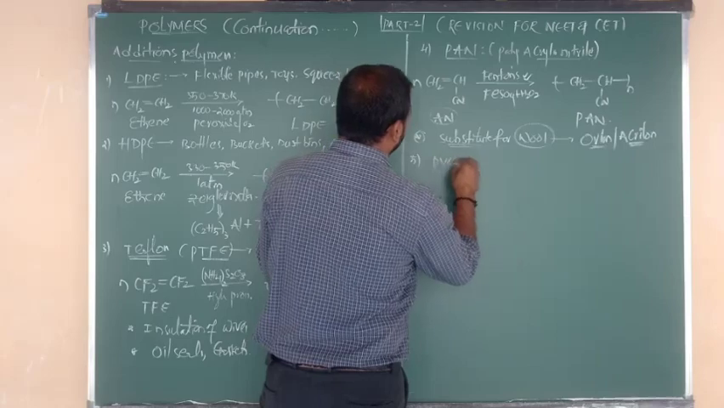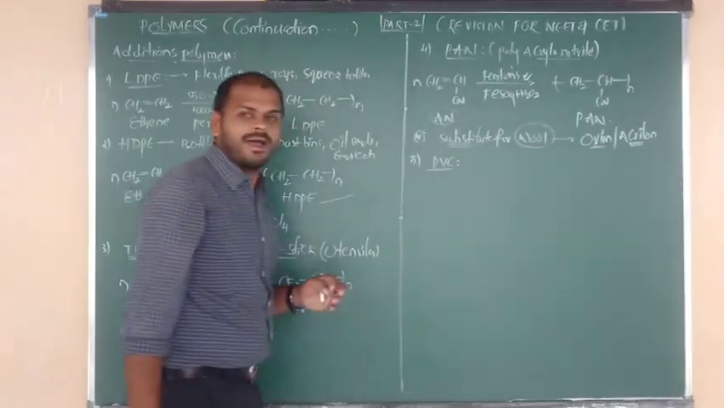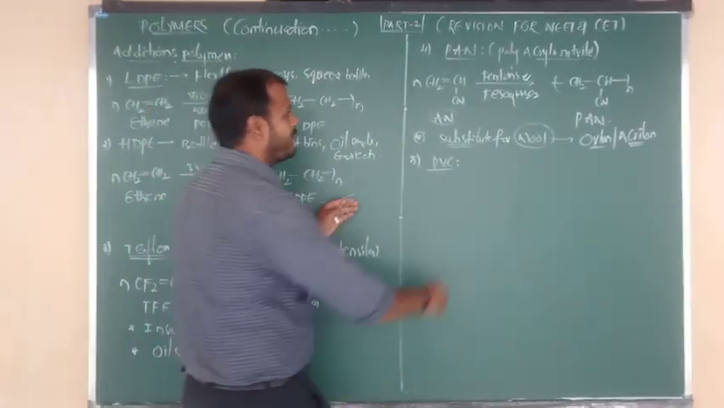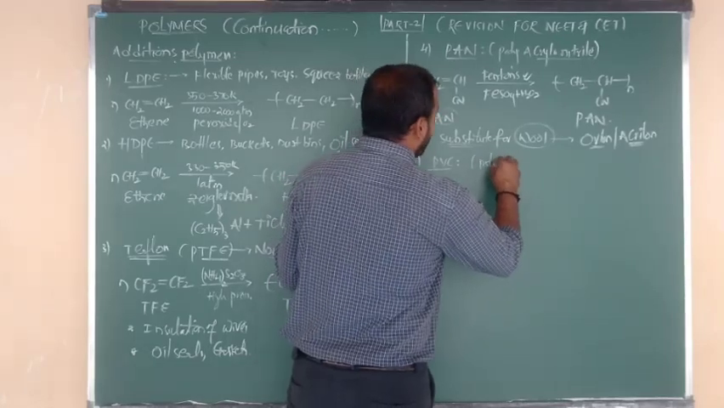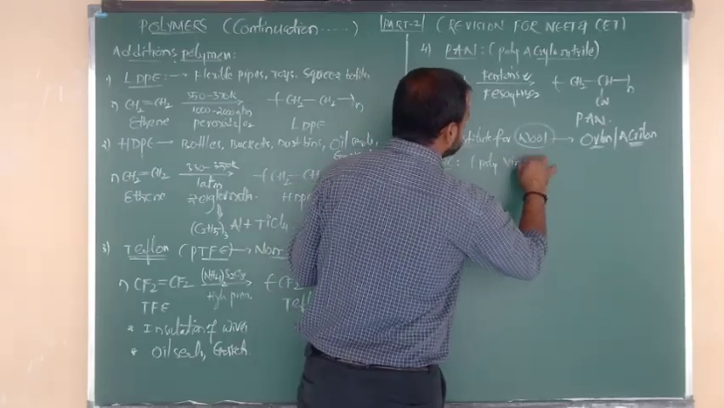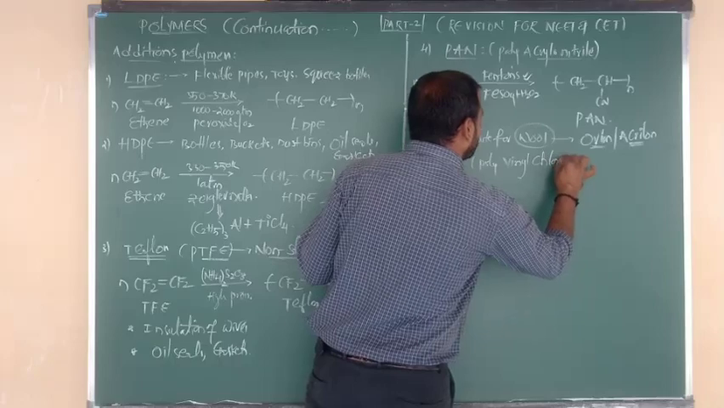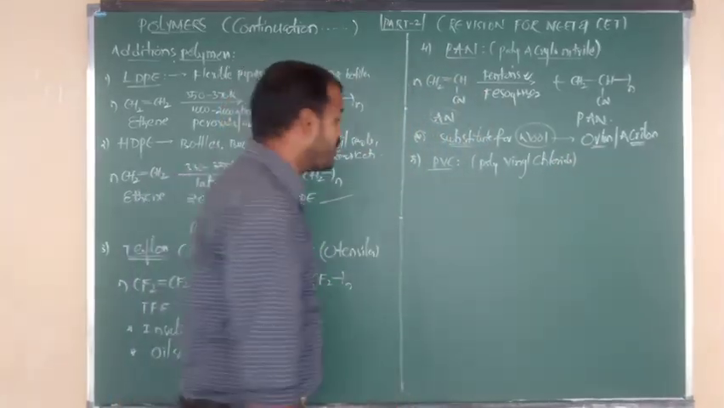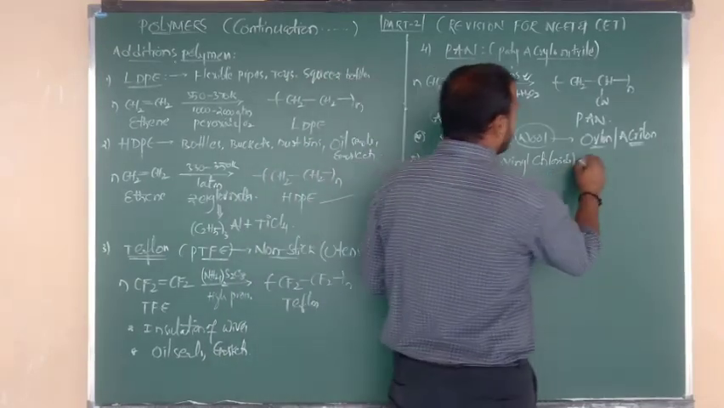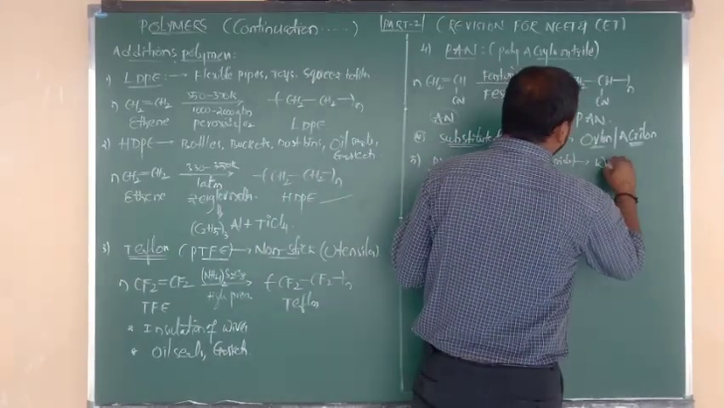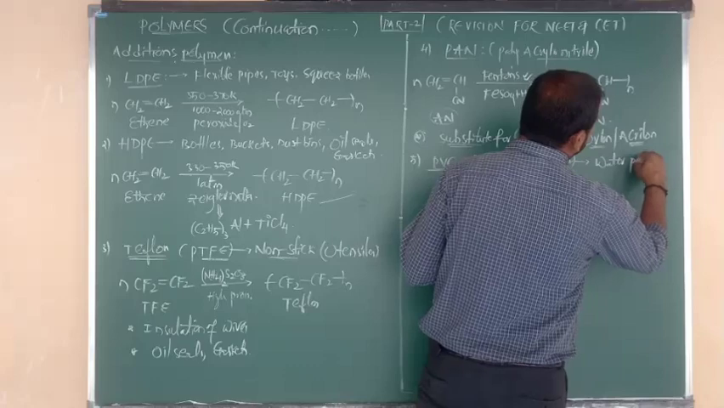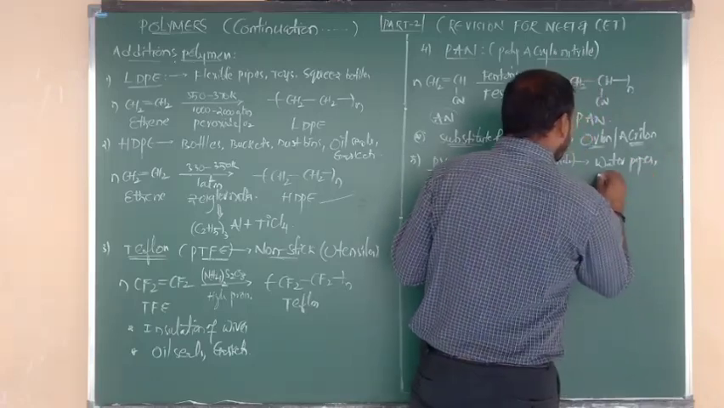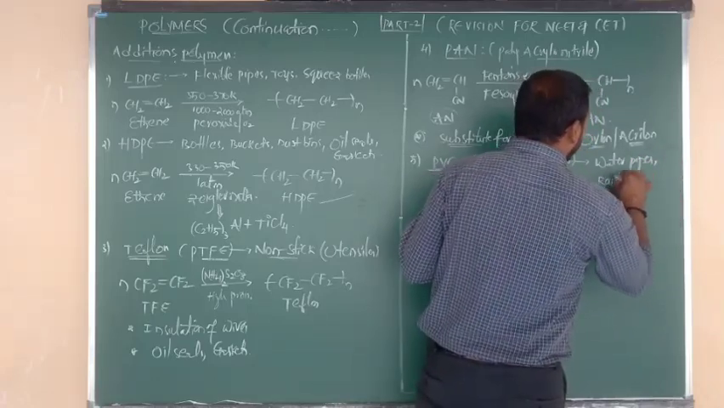So next one I am going to tell you here is the PVC. What is meant by PVC, beta? Polyvinyl chloride. So P indicates poly, V indicates vinyl, and C indicates chloride. PVC means polyvinyl chloride. What is the use of PVC? You know very well. Especially farmers use it in the field, that is nothing but water pipes. So water pipes, and also raincoats.